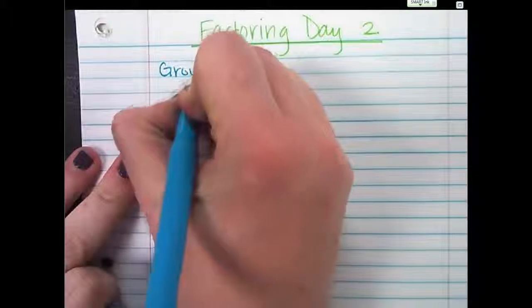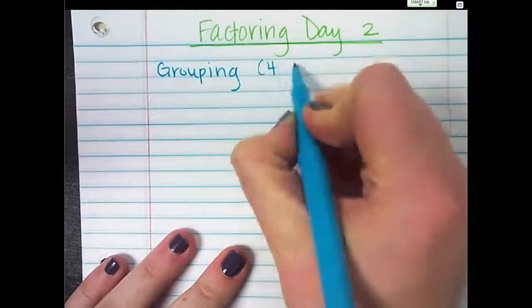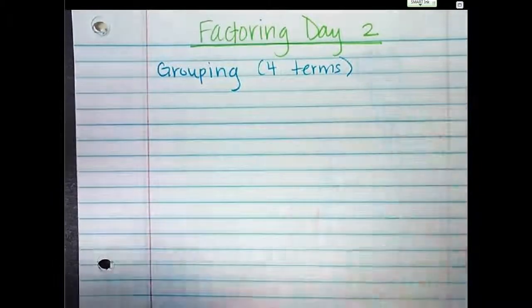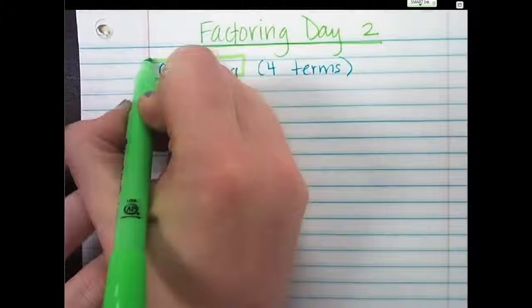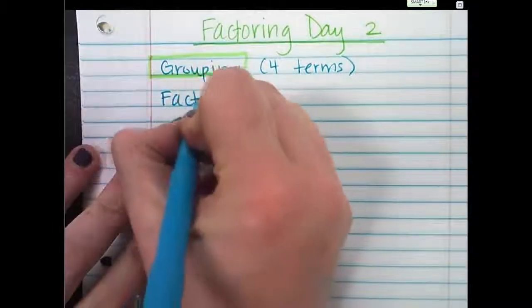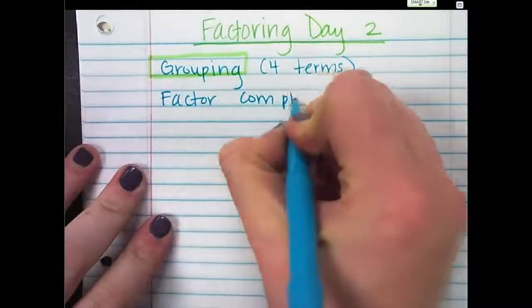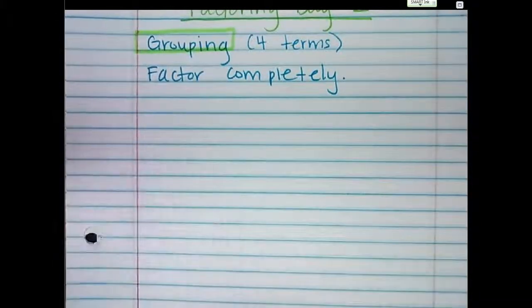So first thing we're going to do is factor by grouping. Factor by grouping is when you're given 4 terms. So remember, the directions will always say factor. Hopefully it always says factor completely, but if it doesn't, make sure you completely factor it, whether it's a GCF or a 2 or whatever it is.